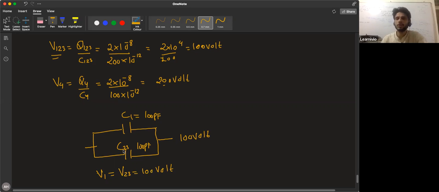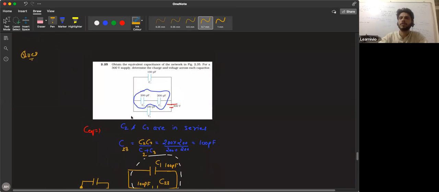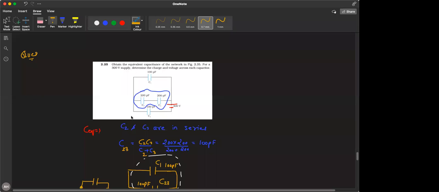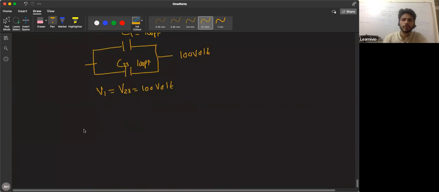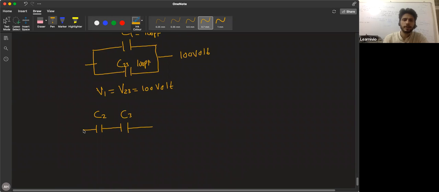Now, what is C23? Minashi, C23 is what combination of which two capacitors? Series. Series of which two? C2 and C3, yes. This is C2 and C3. And the voltage across the combination is V23, which is equal to 100 volt.